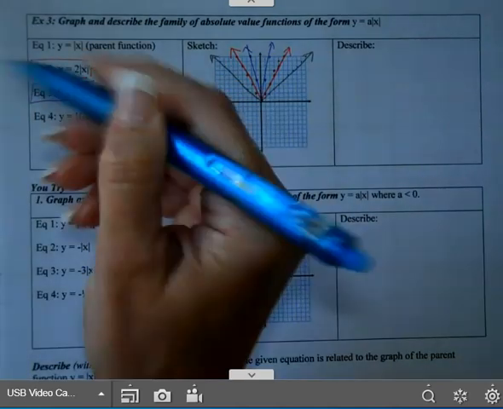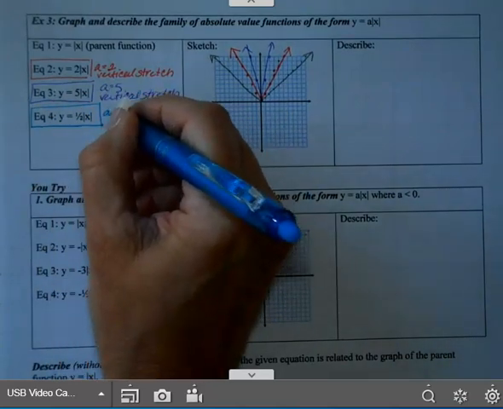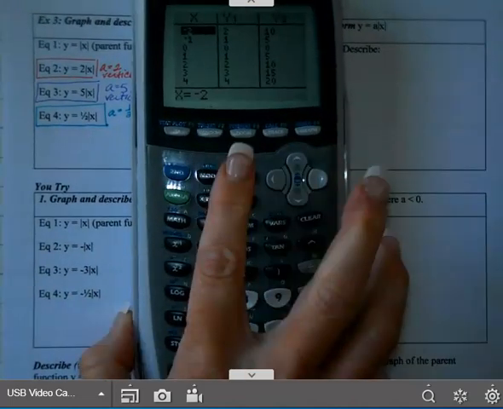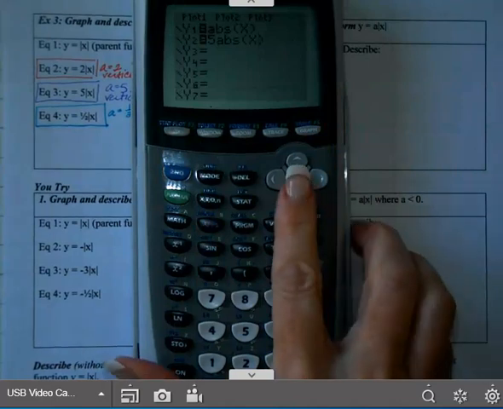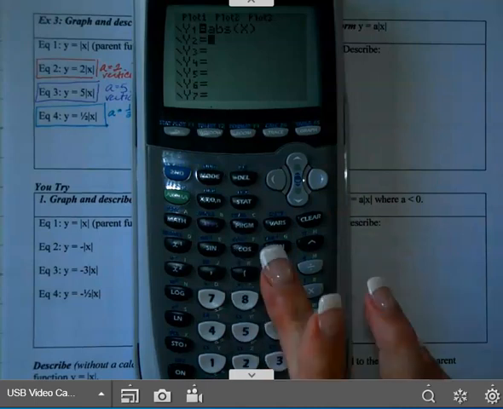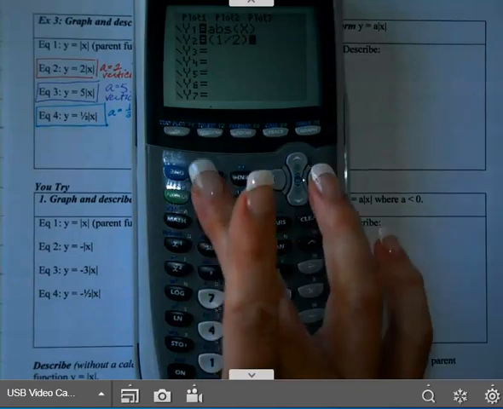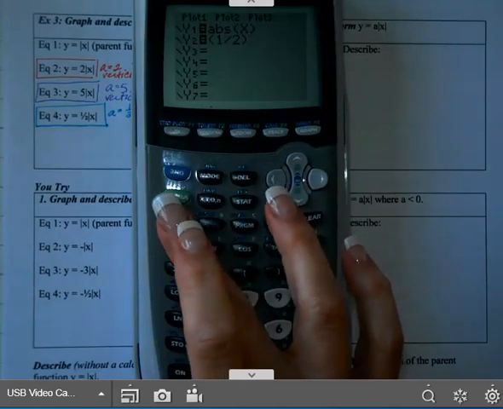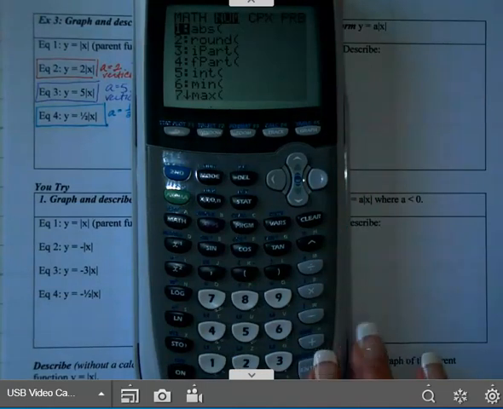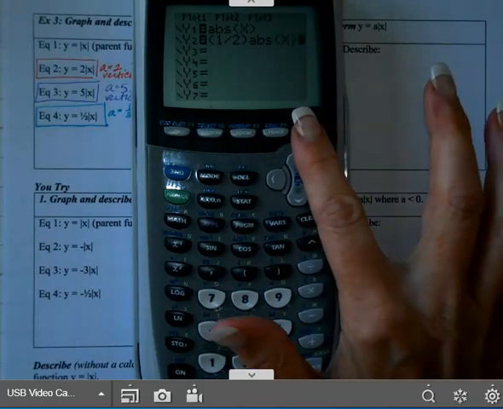My last graph I'm going to do in blue. This time, A is 1/2. So I'm going to go back here. I'm just going to clear this graph out. And you can either do 1/2 as a fraction, so 1 divided by 2, or you could also do 0.5 if you wanted to. Going to go to math, over to number, absolute value, x, and let's graph that.